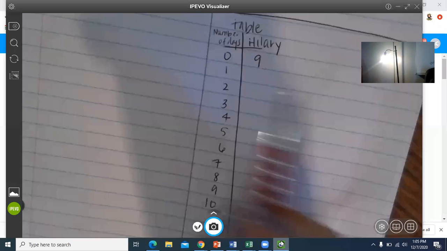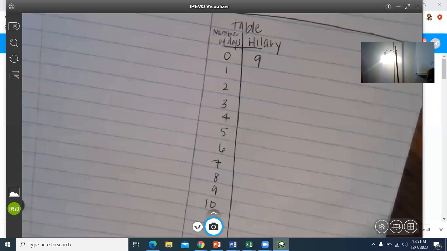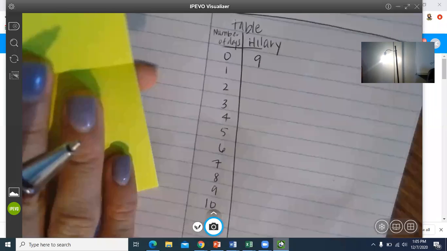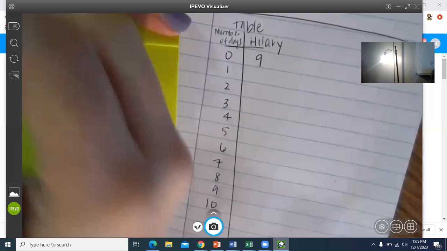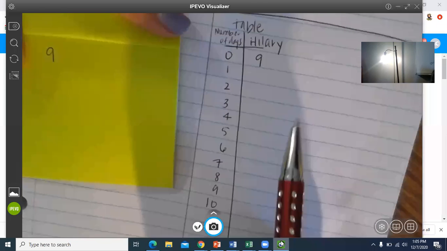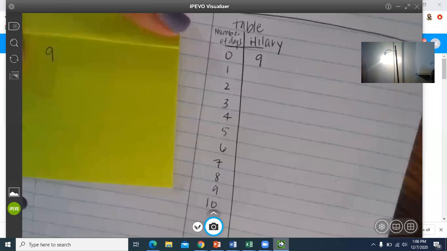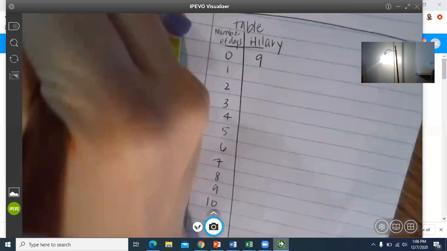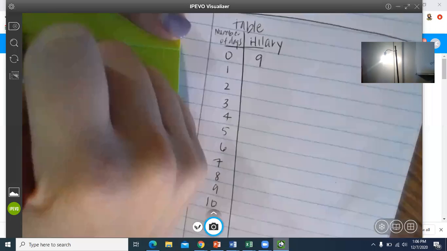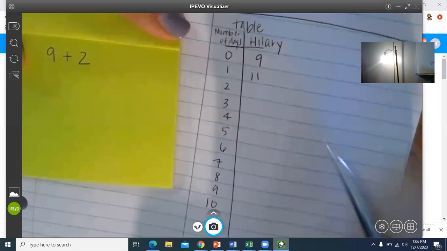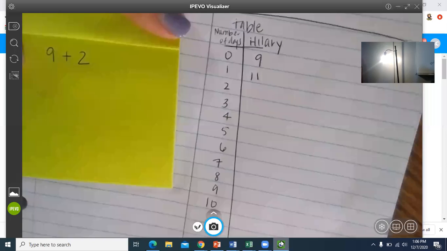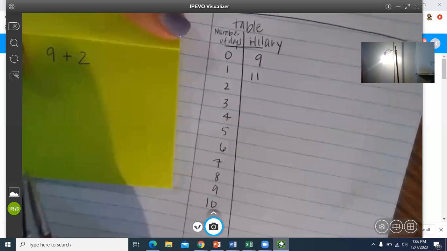Now, every day she is saving $2, okay? So on the first day, it would be 9, and then what are we going to do with the $2 if she's saving it? Are we going to do 9 plus or 9 minus? No, not minus, because we're saving. We're going to do plus. We're getting more. Plus $2. So that's going to equal $11. I don't put my work here. I just put the final answer.